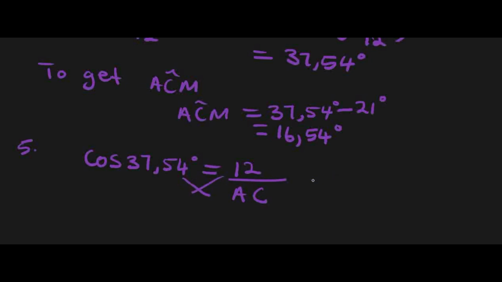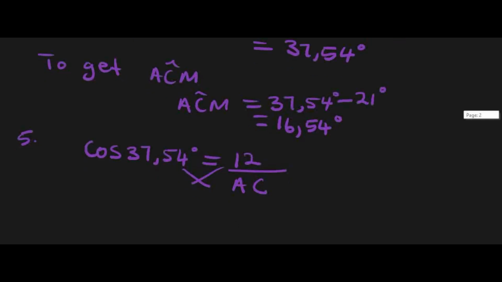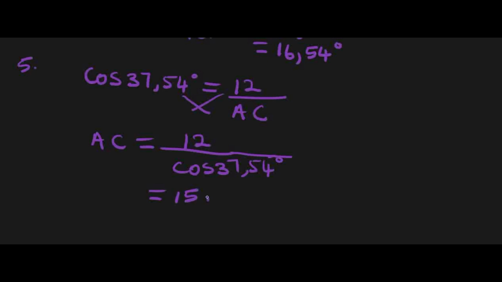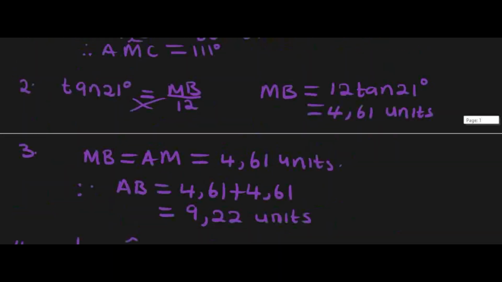Then here we'll cross multiply. If we cross multiply here, we will have AC is equal to 12 over cos 37,54 degrees. So we need to put this information in a calculator. 12 divided by cos 37,54 degrees, rounding off to 2 decimal places, we get 15,13 units. So AC is 15,13 units.